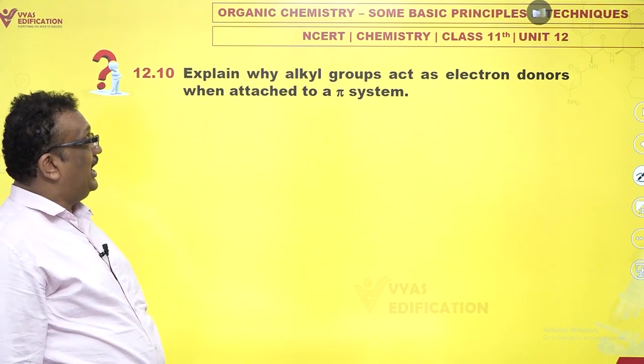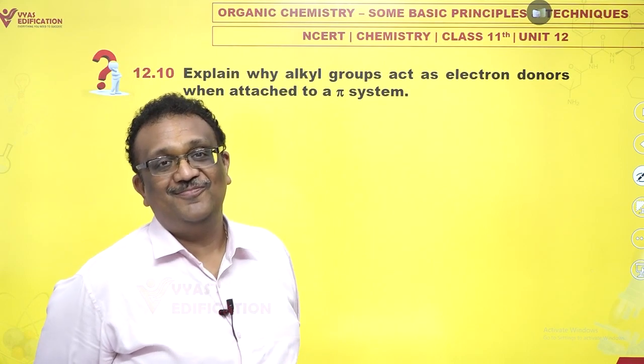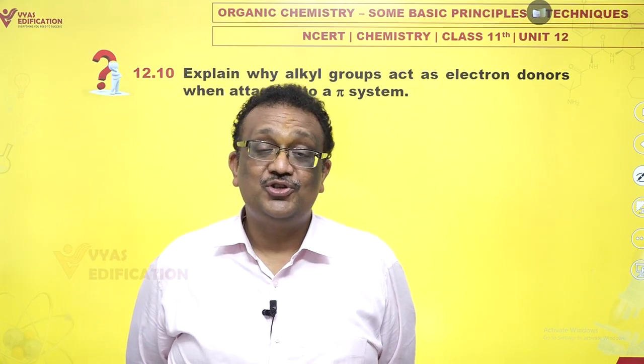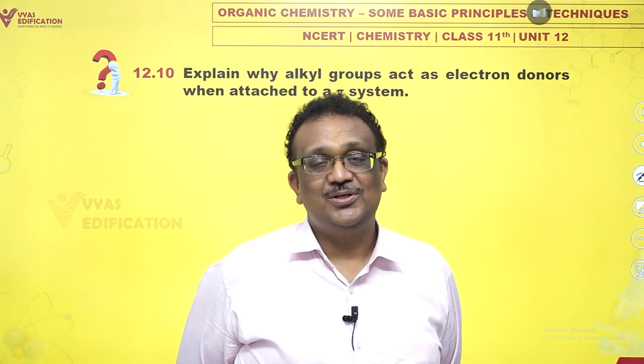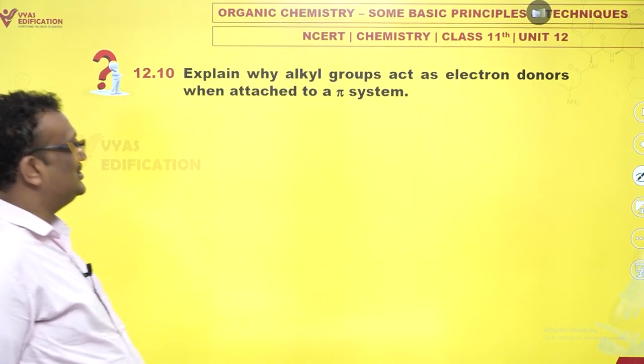Explain why alkyl groups act as electron donors when attached to a pi system. Very beautiful, very interesting question, and this is something which talks about a term called hyperconjugation. The way it happens is this.